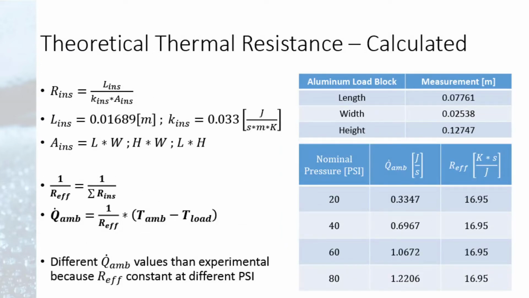The theoretical thermal resistance was calculated by first taking the dimensions of the aluminum load block and utilizing its geometry to determine the effective thermal resistance. Then Q dot ambient was calculated. The Q dot ambient values are different than experimental because the effective thermal resistance remains constant in this case despite the pressure within the chamber.